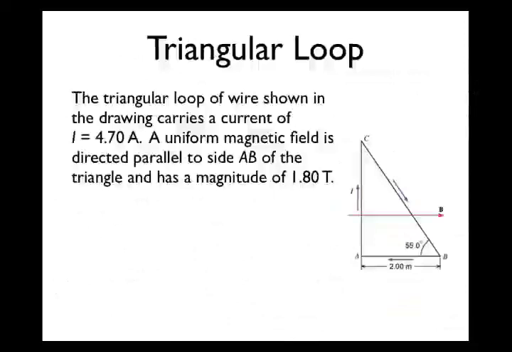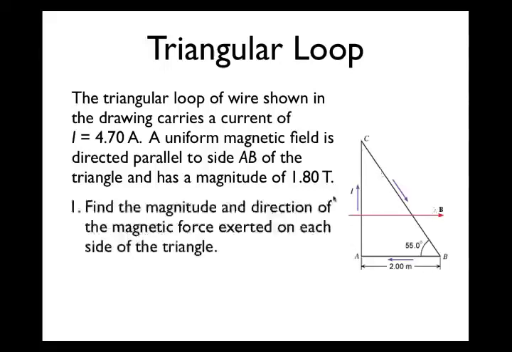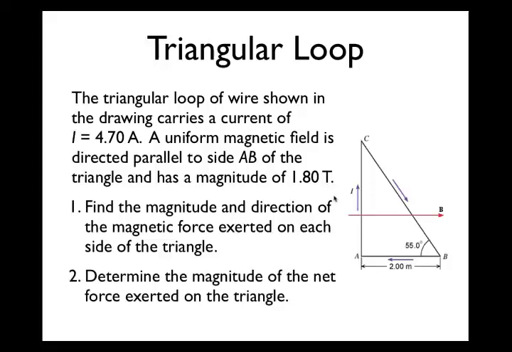Let's do one last sample problem in this section. If we have a triangular loop of wire, which is shown in the drawing, and it carries a current of 4.7 amps, and it's in a uniform magnetic field that is directed to the right, what's going to happen to it? What are the magnitude and direction of the magnetic forces that are exerted on each side of the triangle? And what is the magnitude of the net force exerted on the triangle?